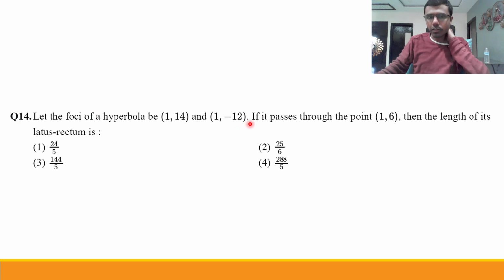Let the foci of the hyperbola be this, so let's take a graph. Obviously for conics, a graph would make decent sense. I think black should be good.